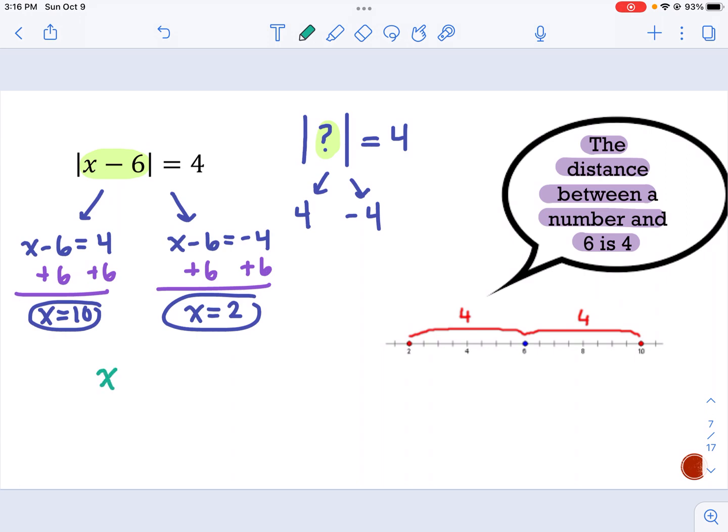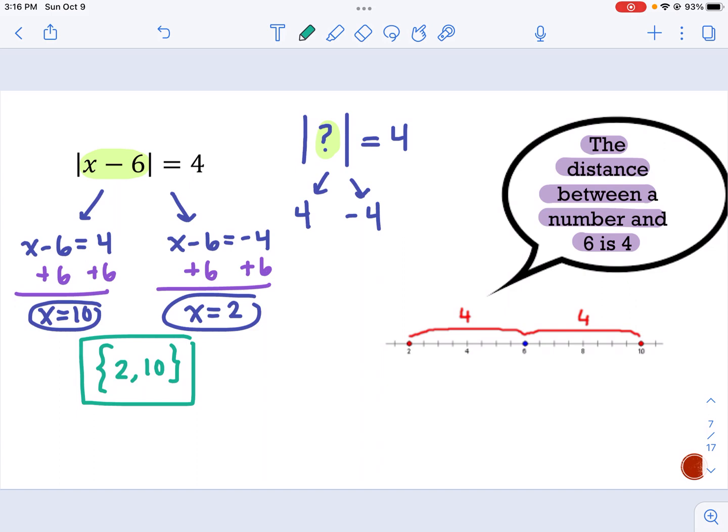To write this nicely, I'm going to write it in set notation, using curly braces, and we always put it in order numerically. I'm going to box this final answer. So in this case, there are 2 solutions to this absolute value equation.